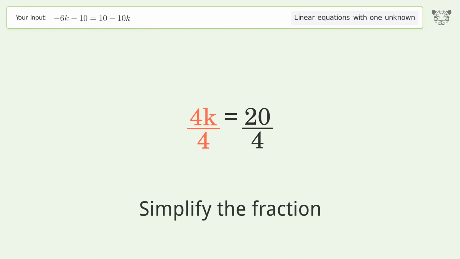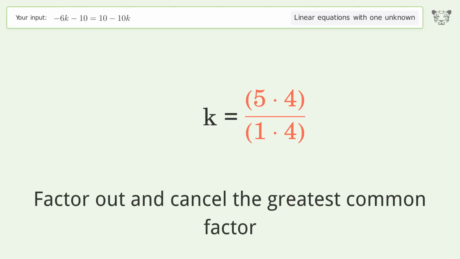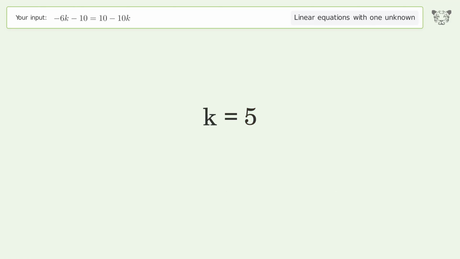Simplify the fraction. Find the greatest common factor of the numerator and denominator. Factor out and cancel the greatest common factor. And so the final result is k equals 5.